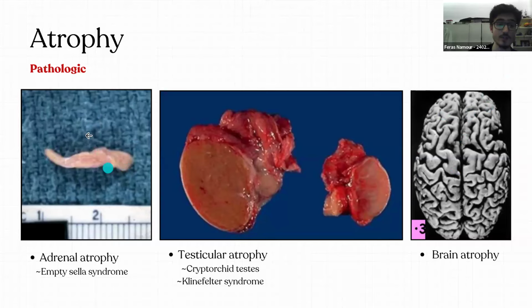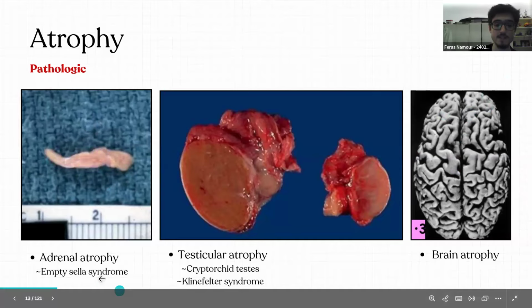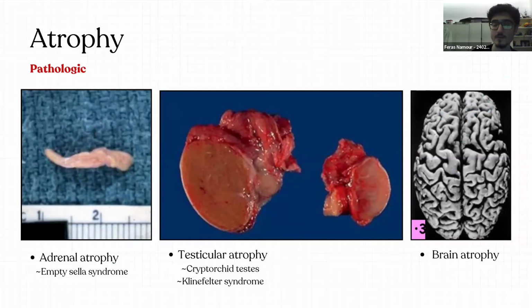So this is adrenal atrophy. We saw what a normal adrenal gland should look like, and we saw a hypertrophied gland. This is an atrophied gland, and it's due to empty sella syndrome, which basically means our anterior pituitary is not secreting ACTH, and it's not stimulating the gland. That's why the gland dies.